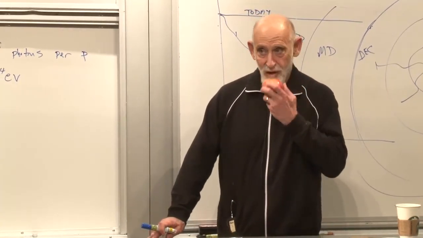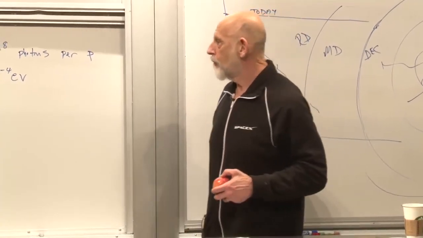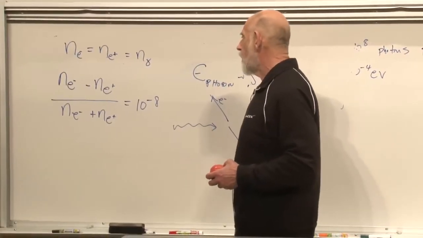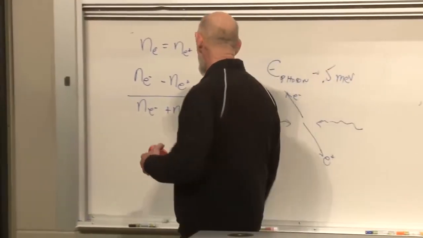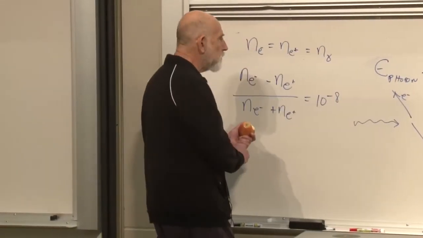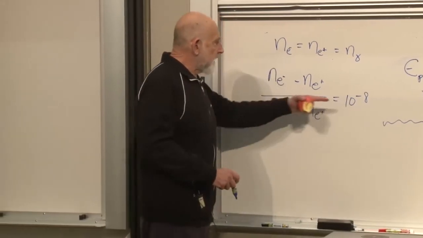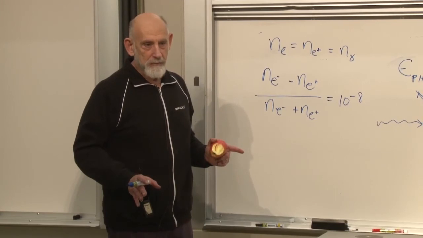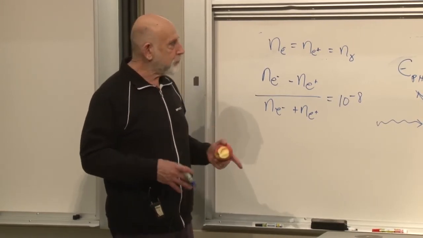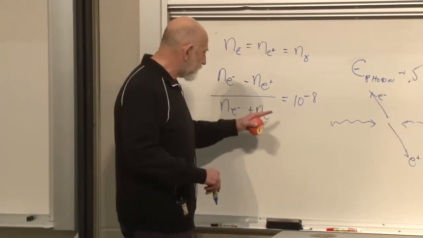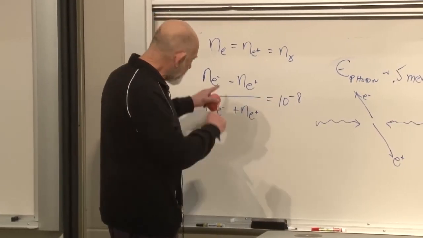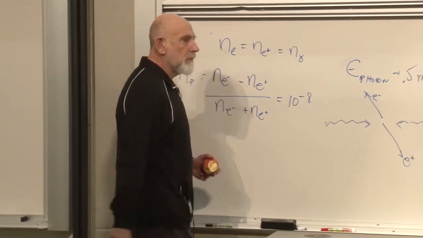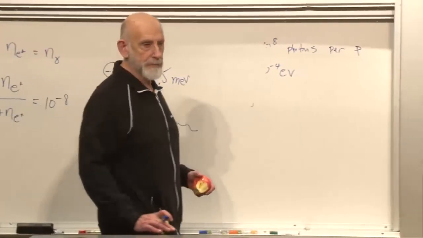Question? So that Ne minus Ne plus is also equal to N proton. Yes. Well, at this time, the protons are still the same protons. Proton pair creation has not happened yet. So at this time, this difference here is the same as the number of protons. Right. That was my question.